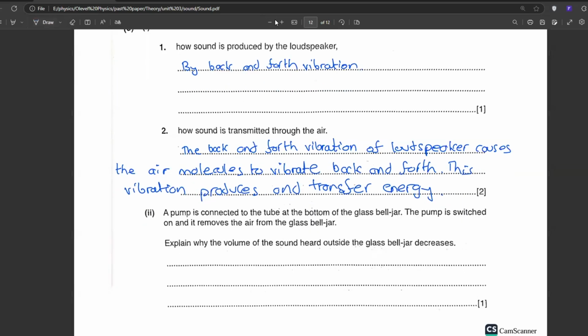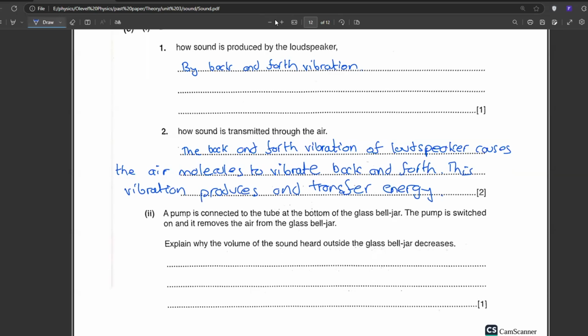Okay, let's move on to part 2. A pump is connected to the tube at the bottom of the glass bell jar. The pump is switched on and it removes the air from the glass bell jar. Explain why the volume of the sound heard outside the glass bell jar decreases. Because air molecules decrease, and as air molecules decrease, what will happen? Vibration or transfer of energy decreases.